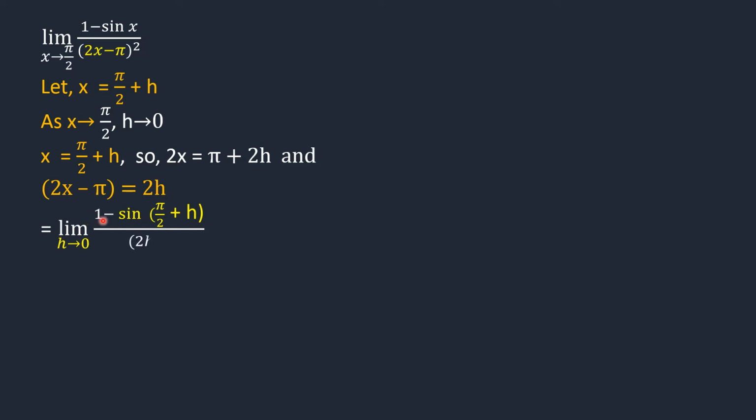So the limit becomes 1 minus sin pi by 2 plus h. See here, in place of x we have put pi by 2 plus h, and in place of 2x minus pi we have put 2h whole square. In the next step, we have to think of finding the value of sin pi by 2 plus h.